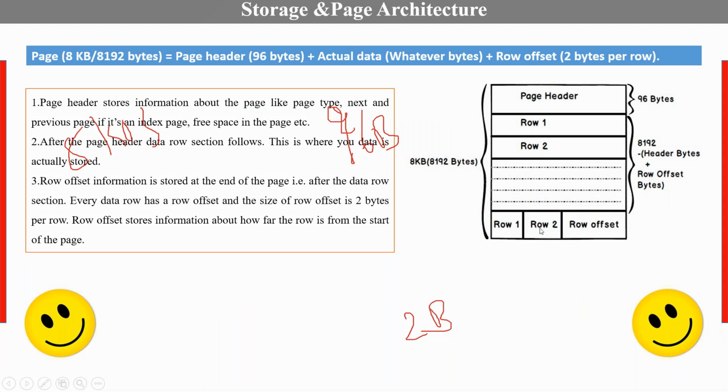Technically you can call it a footer, or you can call it a row offset as well, sir. Because every record will enter from the footer itself, you can call it a row offset. Suppose we are inserting something, it will be routed by using the row offset. From the footer, it will try to enter into the data rows.